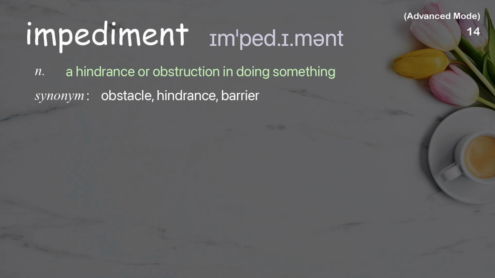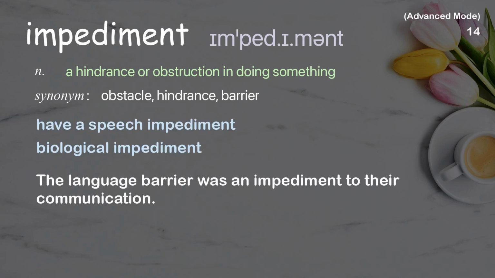Impediment. A hindrance or obstruction in doing something. Examples: Have a speech impediment. Biological impediment. The language barrier was an impediment to their communication.